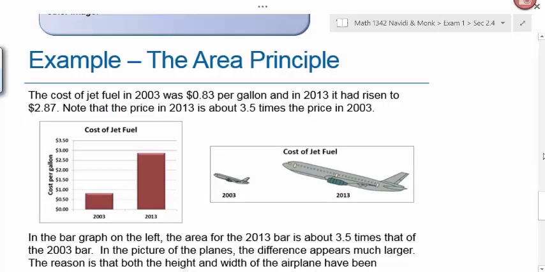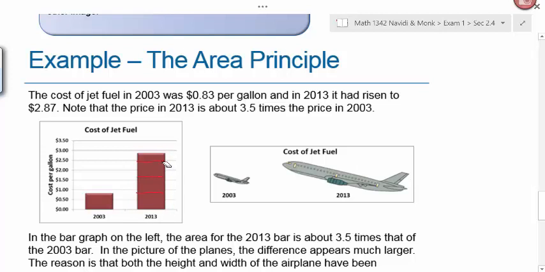The cost of jet fuel in 2003 was 83 cents per gallon, and in 2013 it had risen to $2.87 per gallon. Note that the price in 2013 is about 3.5 times the price in 2003. This bar graph gives you an accurate visual representation of the cost of jet fuel in 2003 and 2013 because it looks like about 3.5 of the bars for 2003 could fit inside of the bar for 2013. It works that way because the width of the bars is the same and only one dimension, the height, is changing.